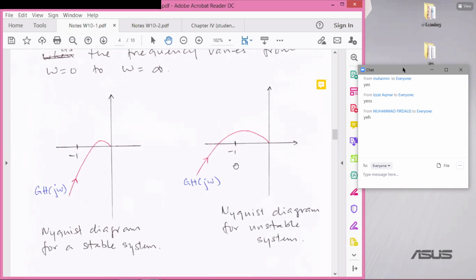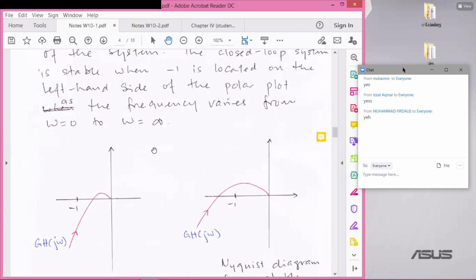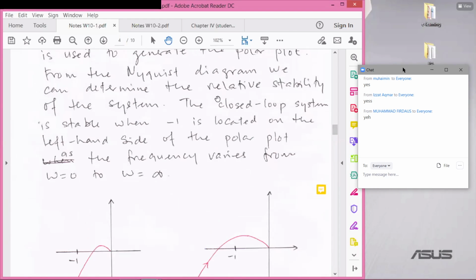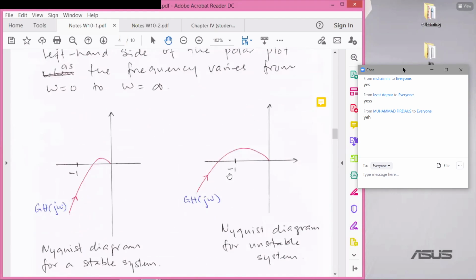Okay, so that is how you know whether the system is stable or not. You just look at this point -1. Now, what about this relative stability? How do you know whether the system is almost unstable? If your Nyquist diagram goes directly through point -1, then you know that the system is marginally stable. So to the right of -1 is stable, to the left of -1 is unstable, and if the Nyquist diagram goes directly through -1, the system is marginally stable.